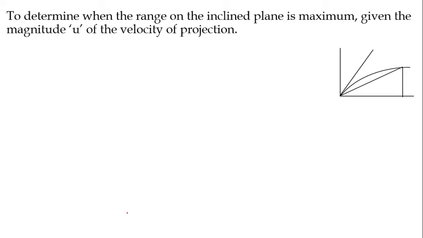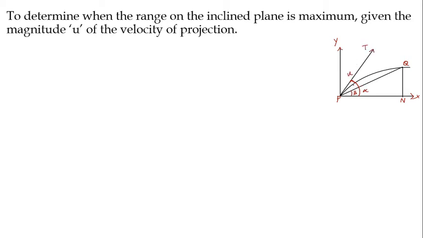The task is to determine when the range on an inclined plane is maximum, given the magnitude u of the velocity of projection. Look at the diagram. PQ is the inclined plane. I'm considering a perpendicular line, capital N. This is our x-axis, and this is our vertical axis y. The inclined plane is at angle beta. I'm going to consider the angle of projection as alpha, with initial velocity u, and capital T is the time of flight.